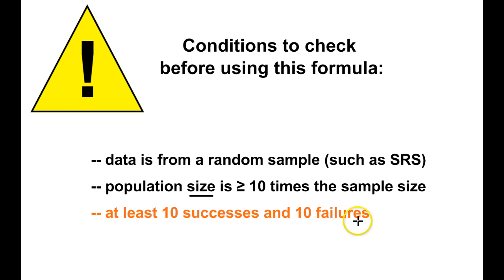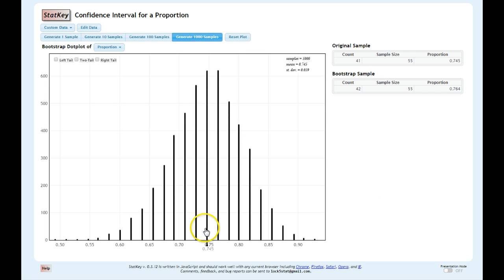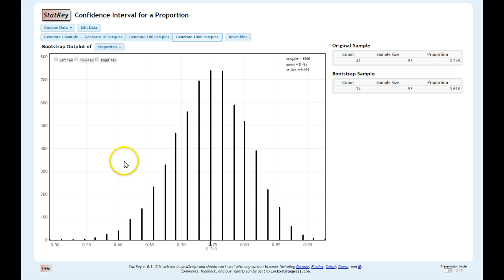Last one is at least 10 successes and at least 10 failures. Here it says we have 41 out of 55. So that means we have 41 successes, and if you subtract these, there are 14 failures. So yes, it is at least 10 on each side. And if you want to just get a quick example of why that condition might matter, let's take a look at StatKey. What I have here is the curve generated when you type in the 41 out of 55 if you're doing your confidence interval using bootstrapping here in StatKey.